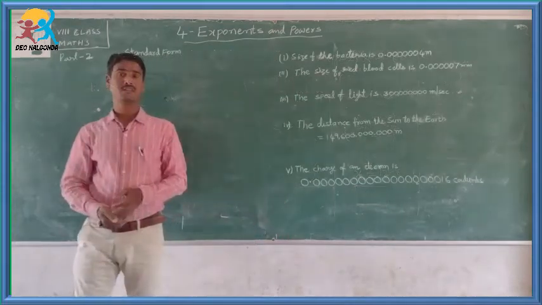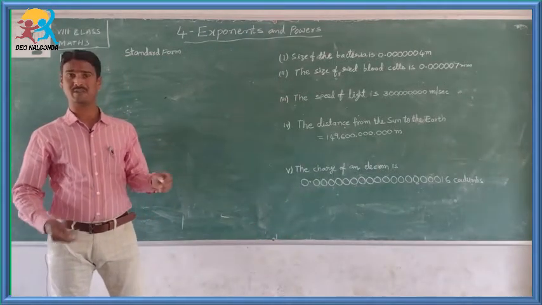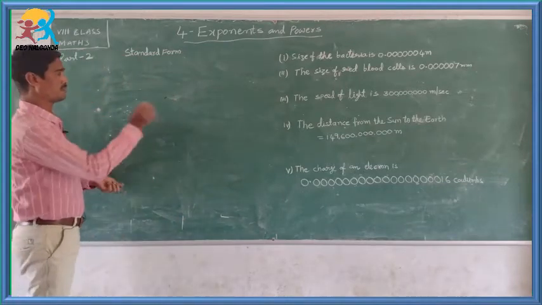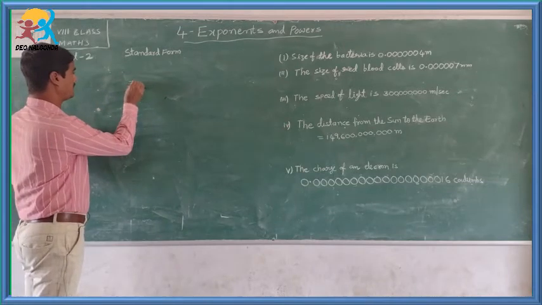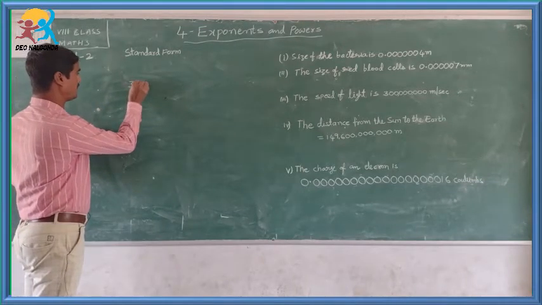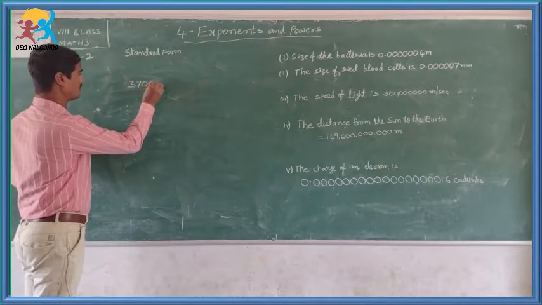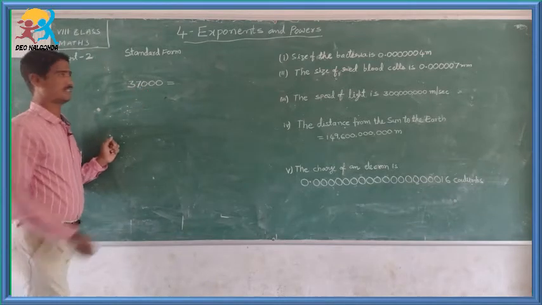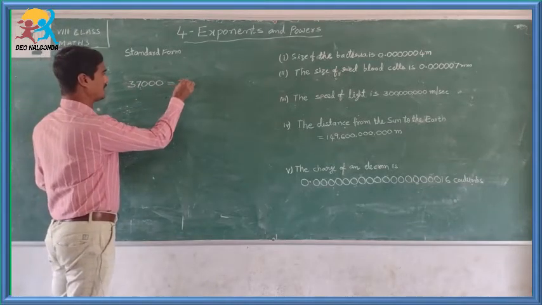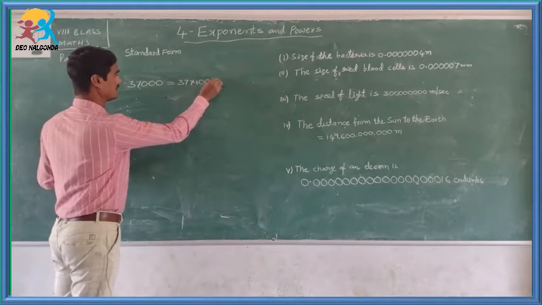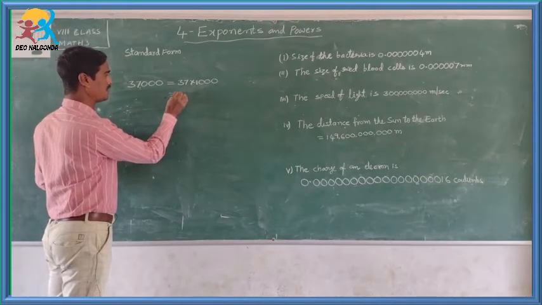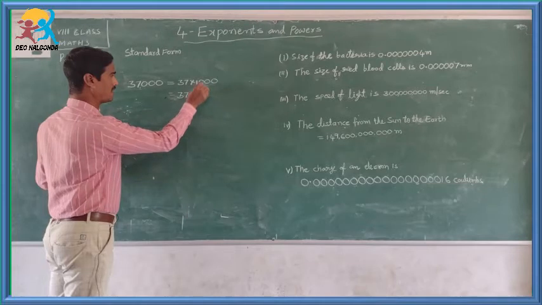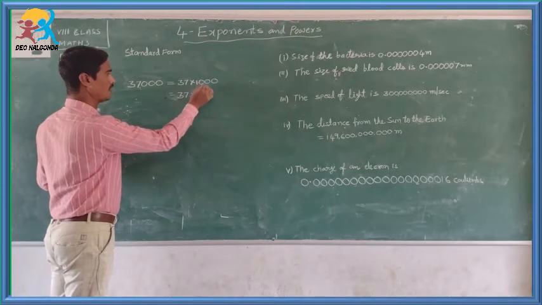Children, now some more applications of exponents and powers. Let's take some problems here. 37,000: to write 37,000 I am going to write 37 into 1000. 1000 can be written as 10 power 3. How many zeros? As much as the exponent.